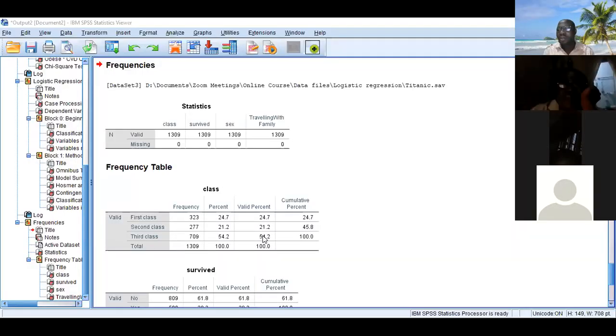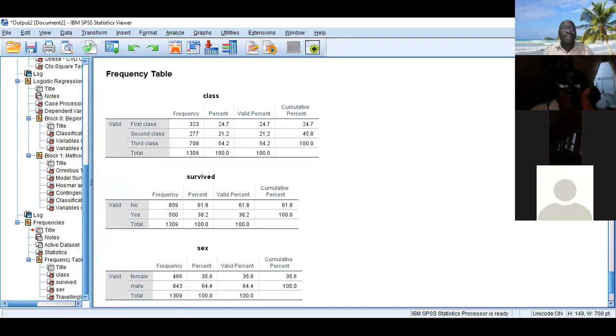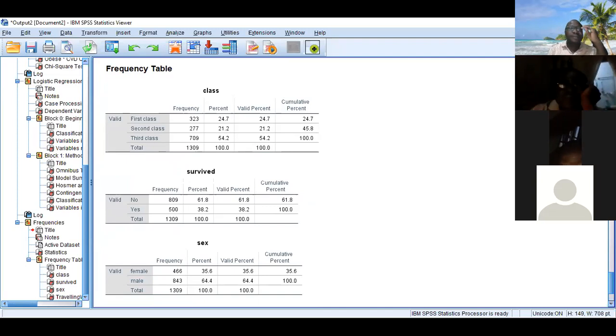You look at the first class, 24.7 in first class, 21.2 second class, 54.2. I'm sure they didn't get all the data. Out of 2,228 people on board, it's only data from 1,309 that we were able to get information from, and they include both people that died and people that didn't die.